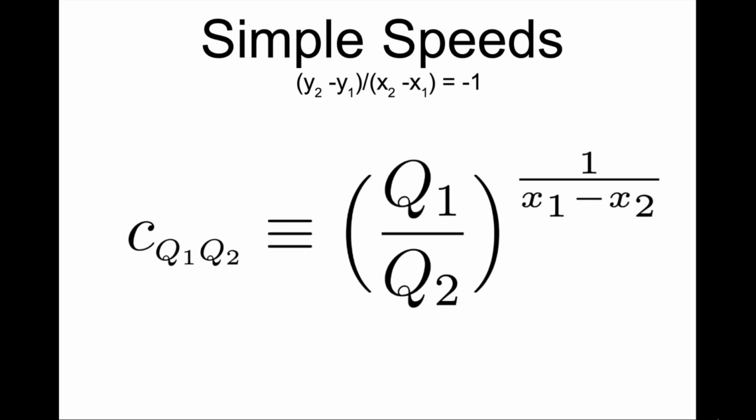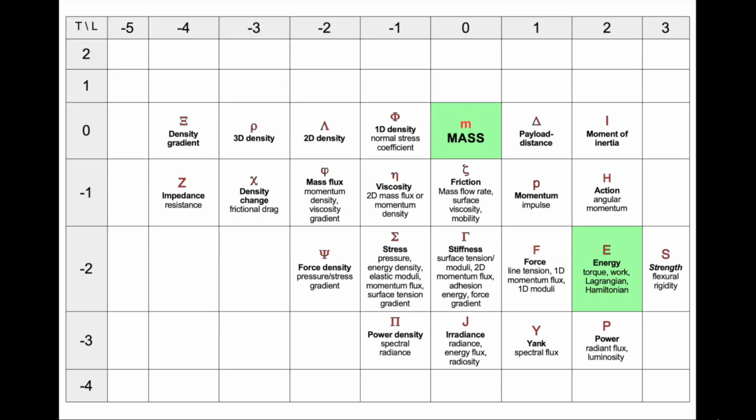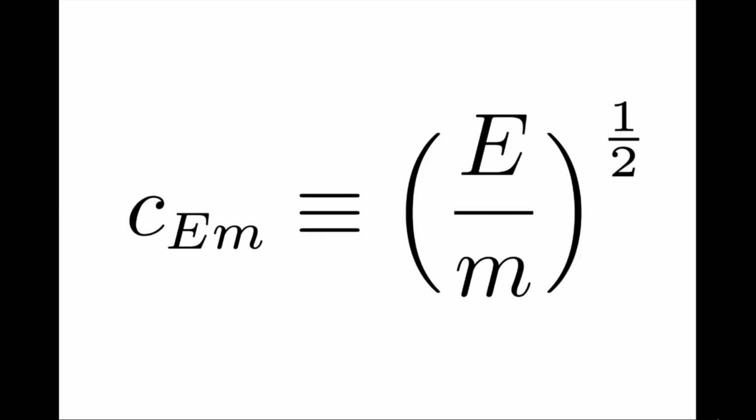We can also write the formula like that, which looks like the simple time definition. Now the quantity in the numerator is the one with the smallest time exponent. So, for instance, if we consider the mass and the energy, the numerator will be the energy, and the mass will be the denominator. And since the difference in their space and time exponents is 2, the simple speed built from them will have a 1/2 exponent.